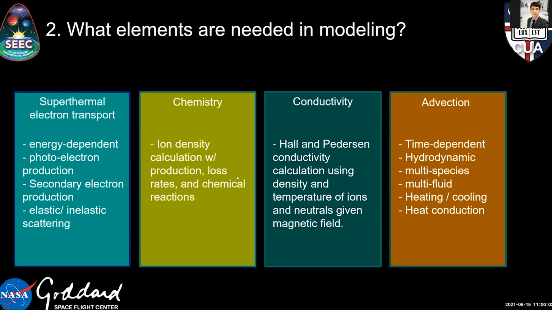We should also have chemistry to get a better ion density, with the production from superthermal electron transport, and then the full chemical reactions with different species. You should also have a module to calculate the conductivity, which is the ionospheric Hall and Pedersen conductivity, calculated using the density and temperature of ions and neutrals given the magnetic field. And then you have the time-dependent multi-dimensional multi-fluid advection, which gives hydrodynamics, and should include heating and cooling and appropriate heat conduction too.